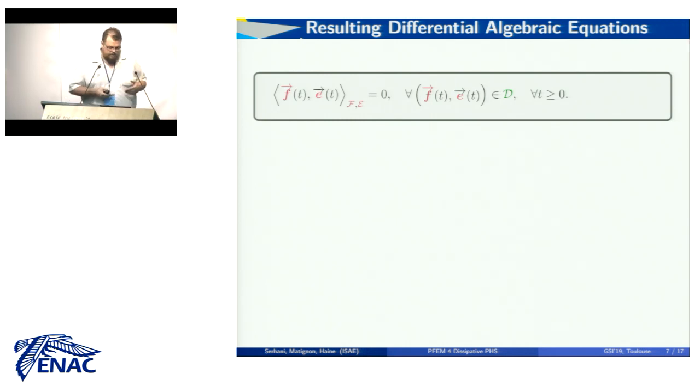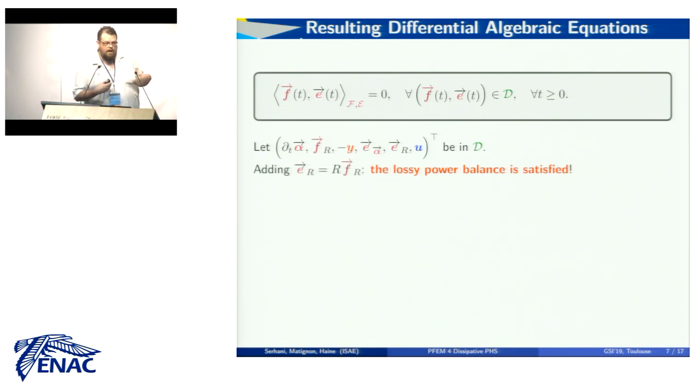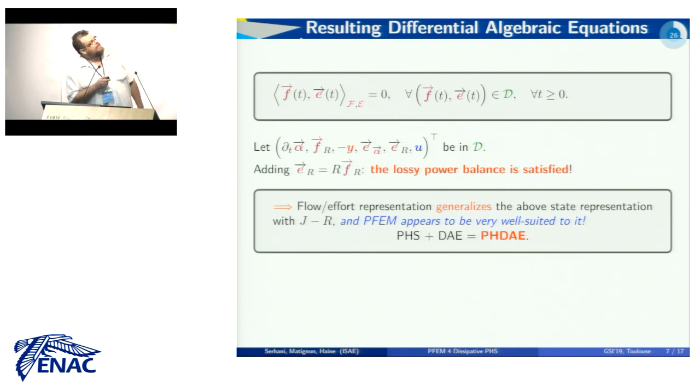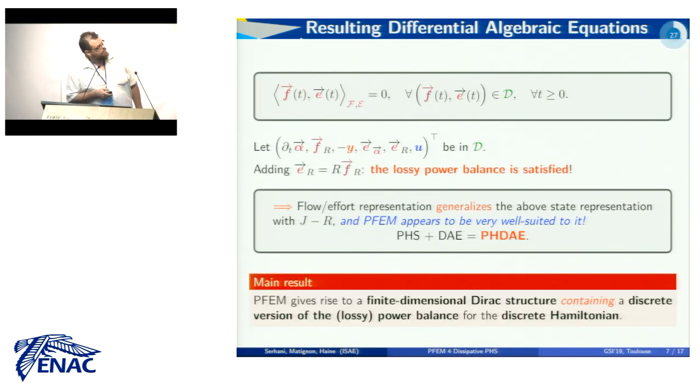So now if you have a trajectory in the Dirac structure, you have this equality. So imagine that you are able to solve your problem. So you have here a trajectory in the Dirac structure. If you add the dissipative constitutive relation, you directly obtain the lossy power balance equation. And this way to write with flow and effort generalizes the G minus R representation. We will use it to get a discrete version of the lossy power balance.